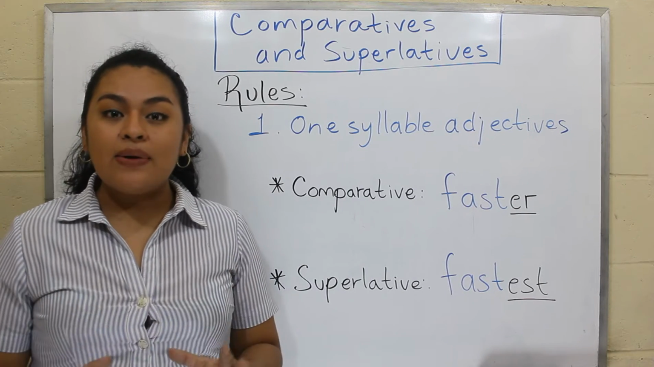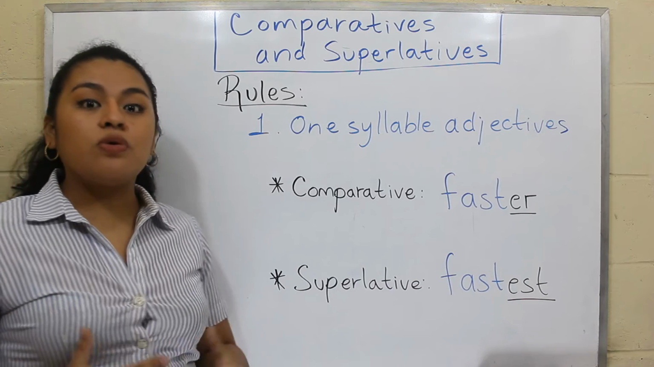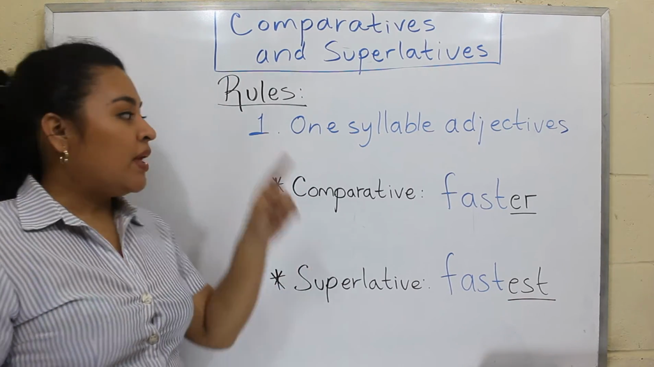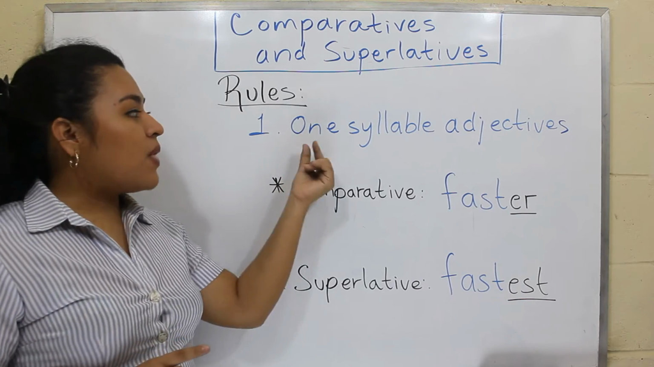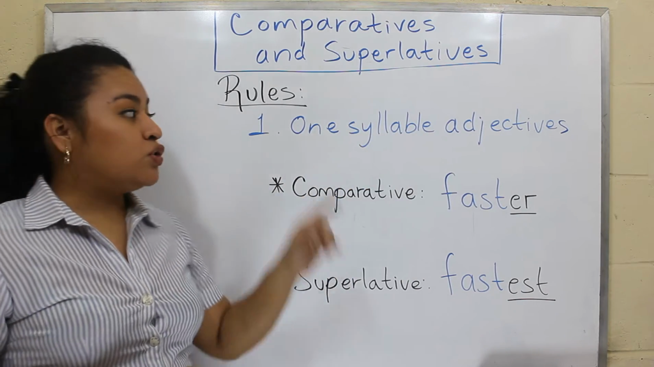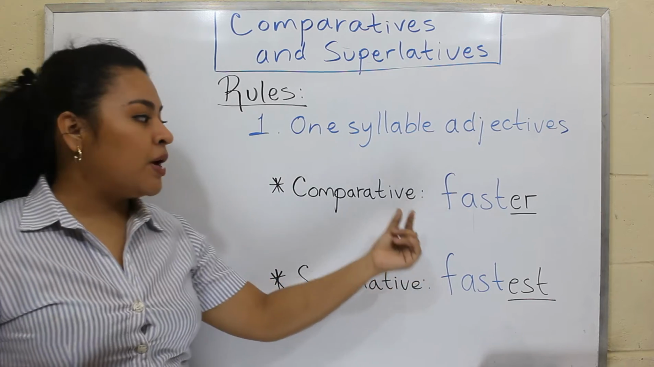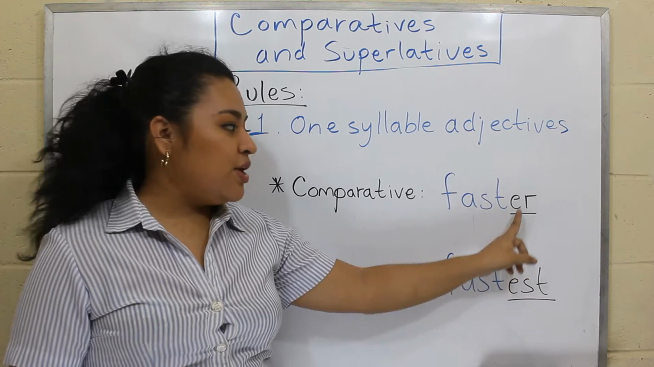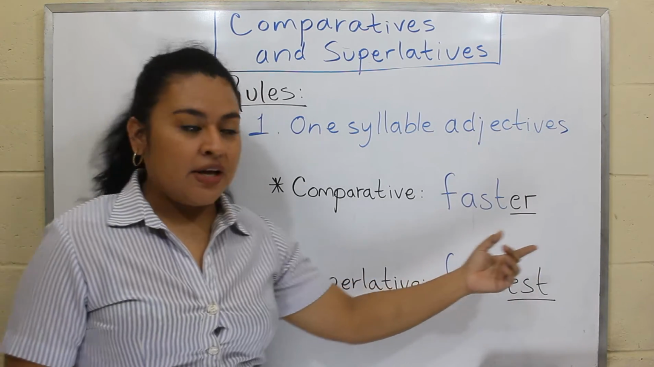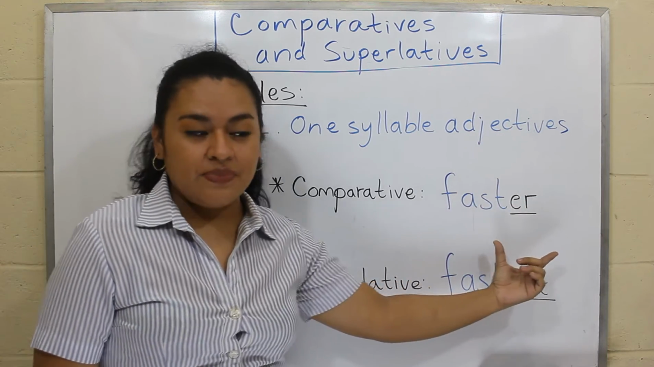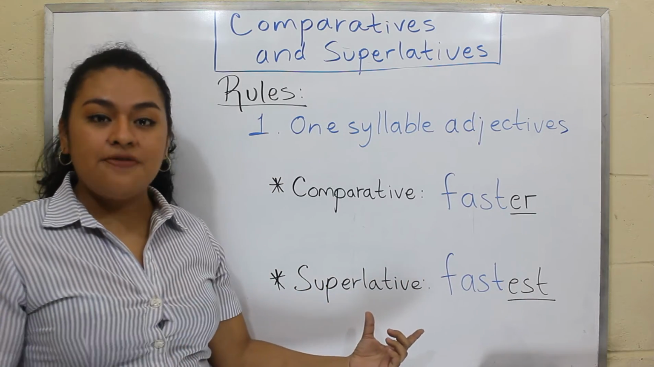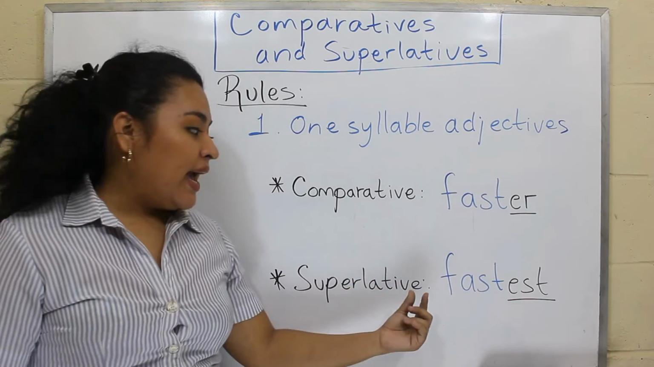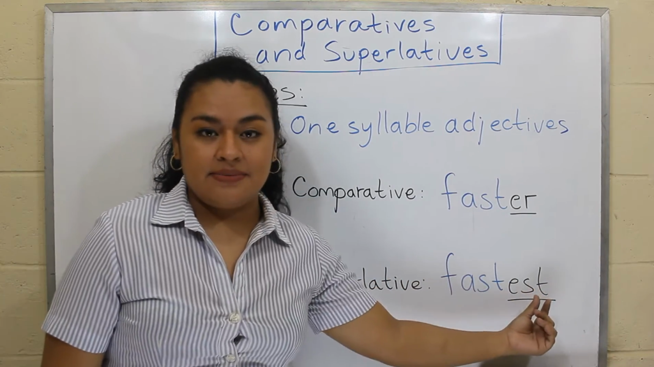Okay people, now let's study the rules. There are some rules that we must follow when creating comparatives and superlatives. We have the first case, for one-syllable adjectives. To create the comparative form, we take the adjective in the positive form and we add "er" at the end of the adjective, so it becomes "faster." And to create the superlative form, we add "est" at the end of the adjective, and it becomes "fastest."